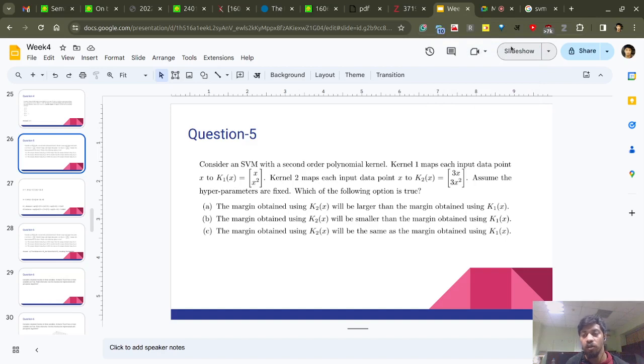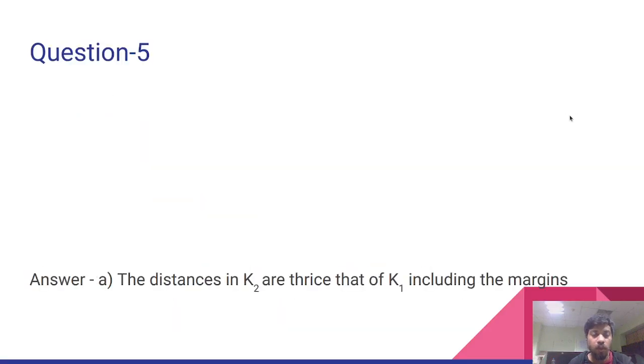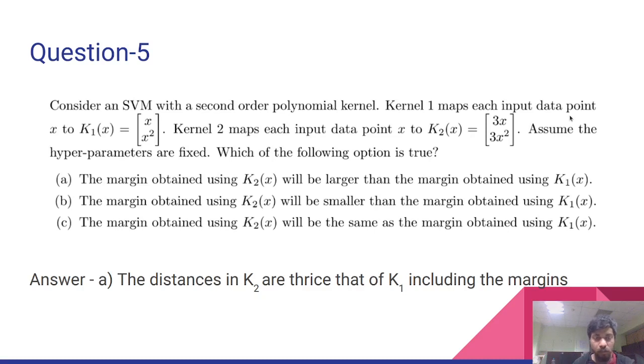Okay. Then I'll move to the next question. Yeah, so this is the answer. A is the answer. All the distances in K2 are 3 times the distance of K1. So this one is the correct answer.